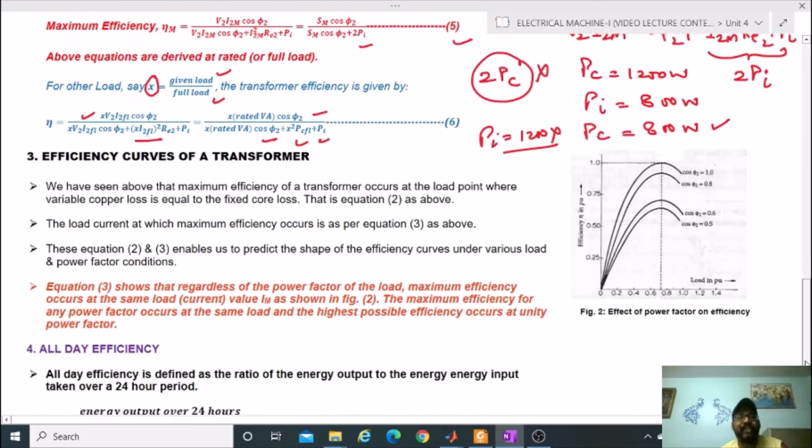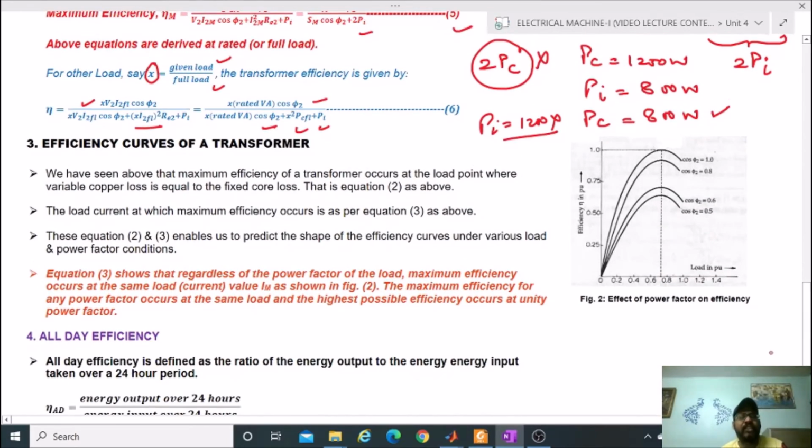Now next is the efficiency curves. Efficiency curves of a transformer. The efficiency curve of a transformer is very important from the performance point of view of the transformer. The efficiency curve will tell us about the behavior of the efficiency of the transformer at different loading conditions. So if we draw the efficiency curve, as we have seen in figure 1 also, it will be in this shape.